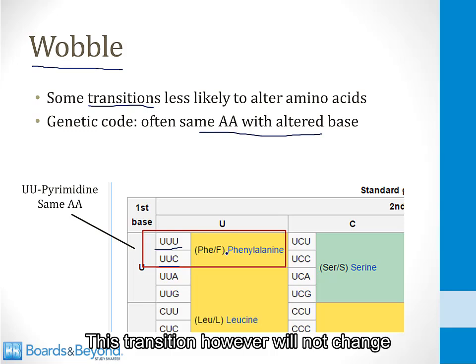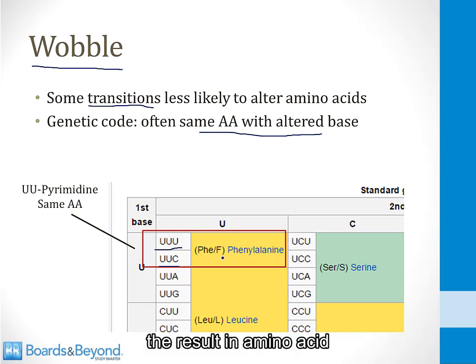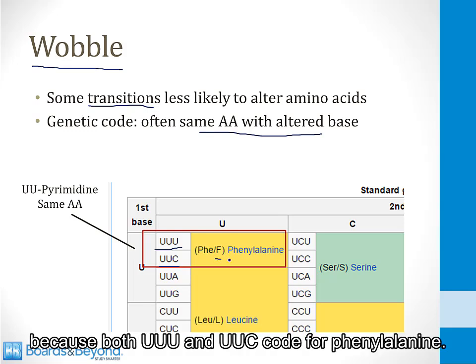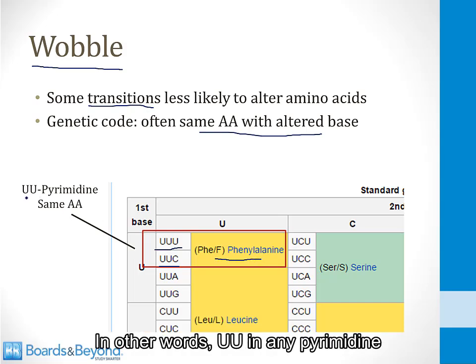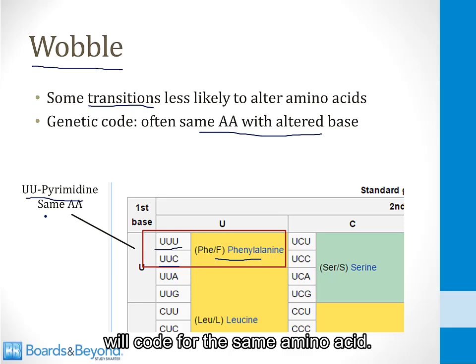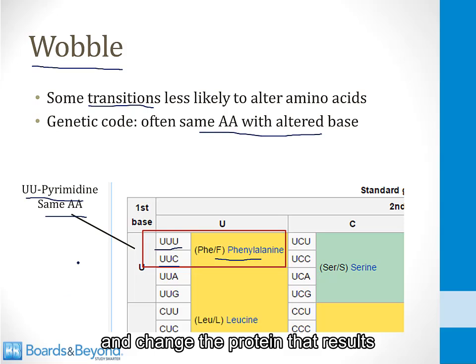This transition, however, will not change the resultant amino acid because both UUU and UUC code for phenylalanine. In other words, UU and any pyrimidine will code for the same amino acid. This phenomenon is called wobble, and because of this, some transitions are less likely to alter the resultant amino acid and change the protein that results from that mutated piece of DNA.